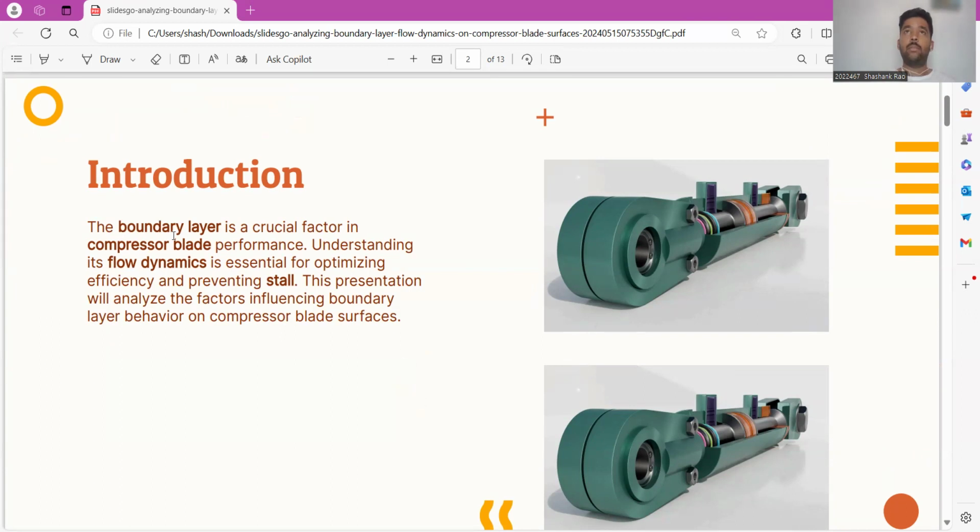What's a compressor blade? If we imagine the propulsion system of a turbojet engine of an aircraft, the compressor blades are the blades after the inlet, which are used to compress the airflow. When the air flows through the compressor blades, it gets compressed, and there is a decrease in volume, and there is a formation of a boundary layer along the compressor blades, which is a crucial factor in determining the performance of the compressor blade. Understanding its flow dynamics is very essential for optimizing efficiency and preventing stall.